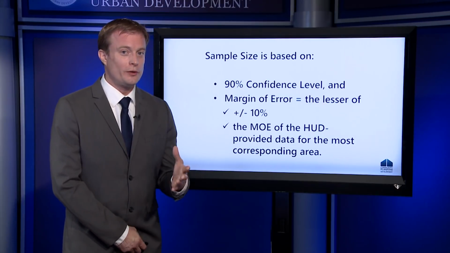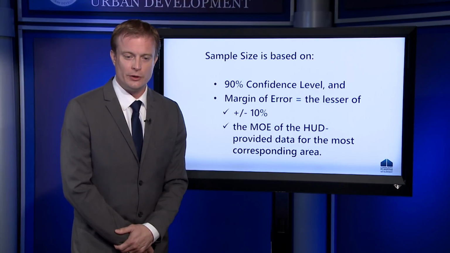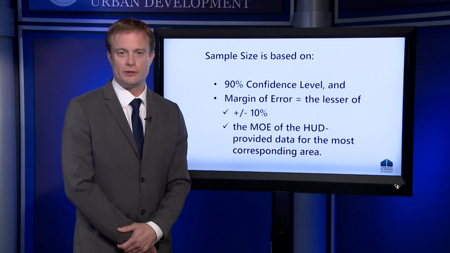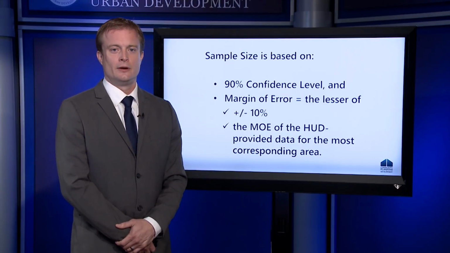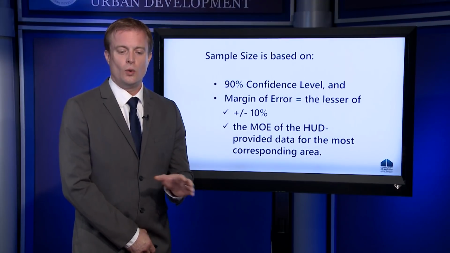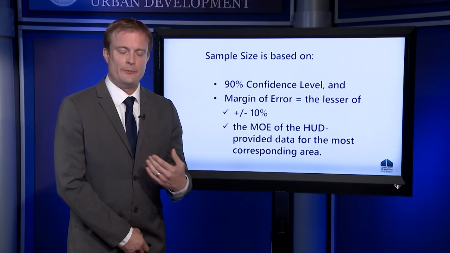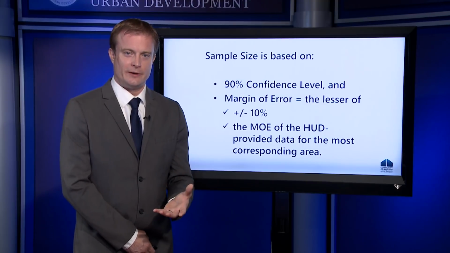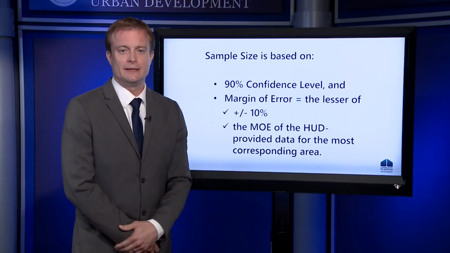Now, you're going to do more than one house, obviously. So you're going to do a sample size determination for your community using a 90% confidence level, which is what the American Community Survey uses as well. And then a margin of error that's either the lesser of plus or minus 10%, or the margin of error in the HUD-provided data. The basic notion here is that if you're going to use a survey instead of the data that HUD provides, then your survey has to at least be as good as ours.